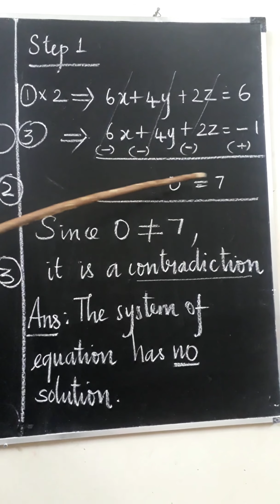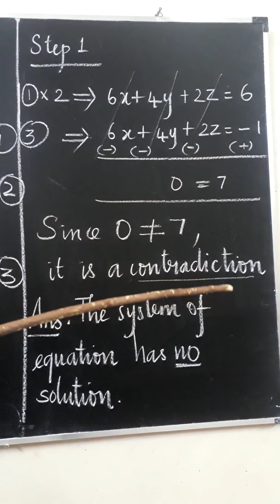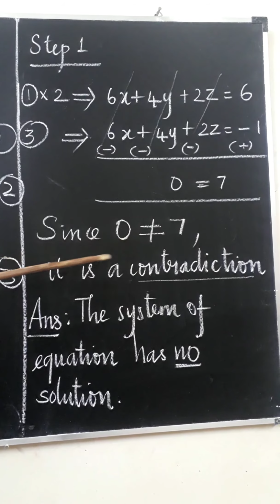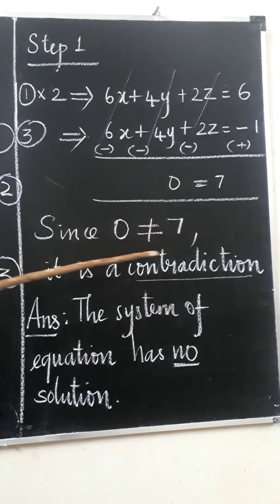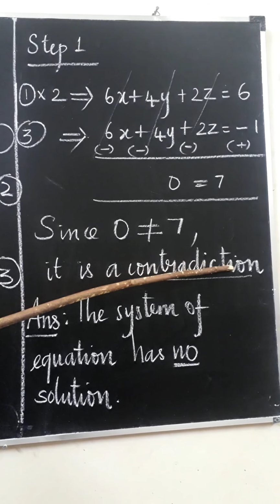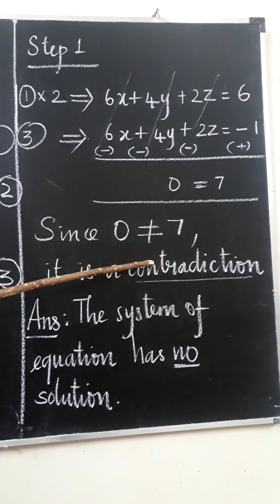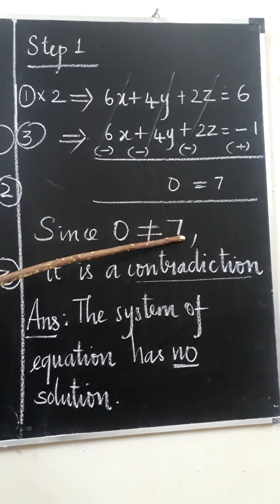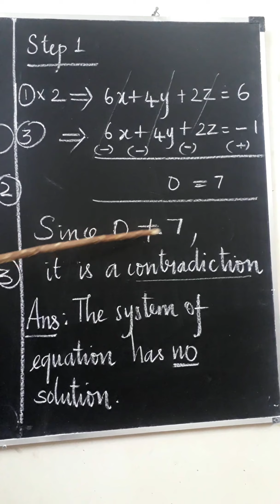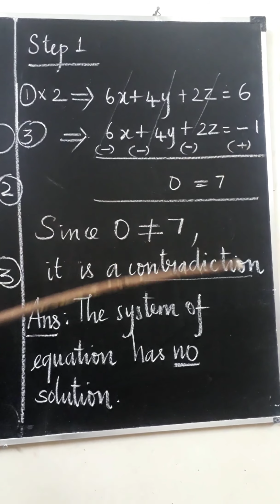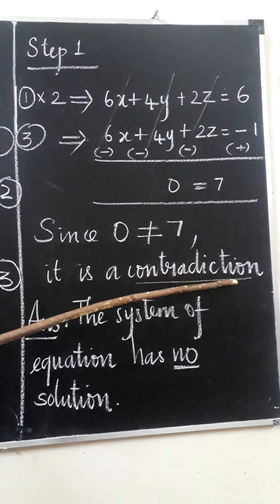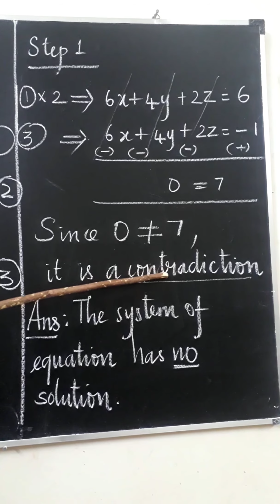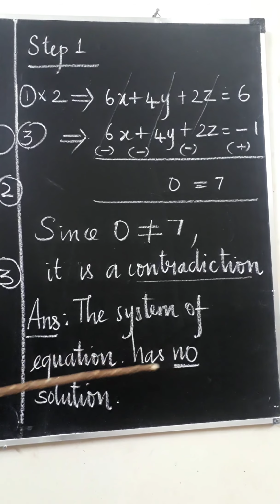Here it comes as 0 is equal to 7, which is impossible, which is not correct. Since 0 is not equal to 7, it is a contradiction. This also we have already learned in one example. 0 is not equal to 7, which is not possible. So it is a contradiction. If it is a contradiction, the system of equations has no solution.